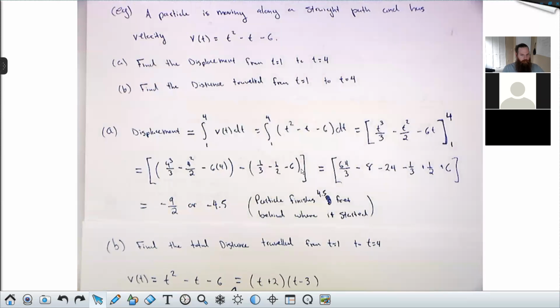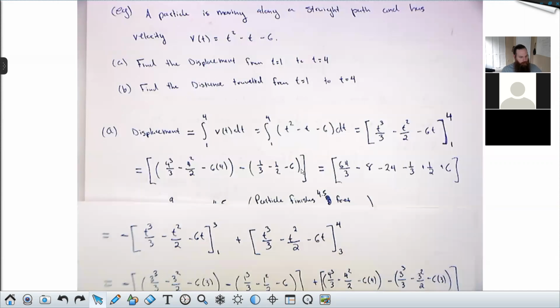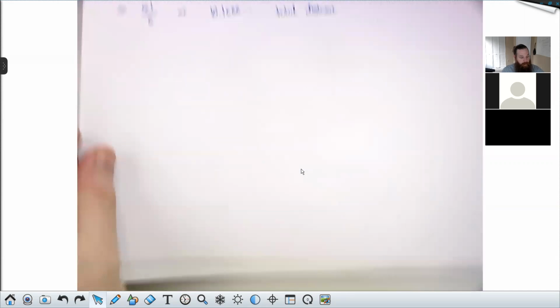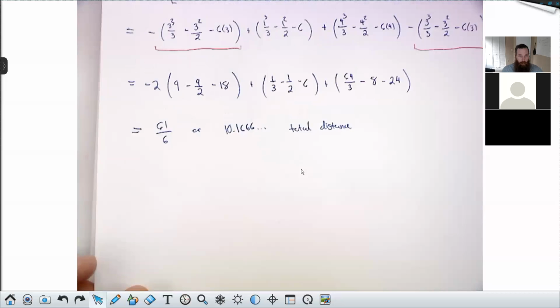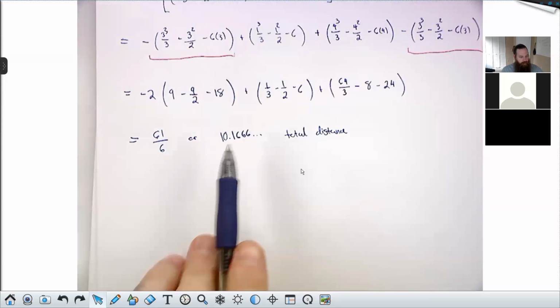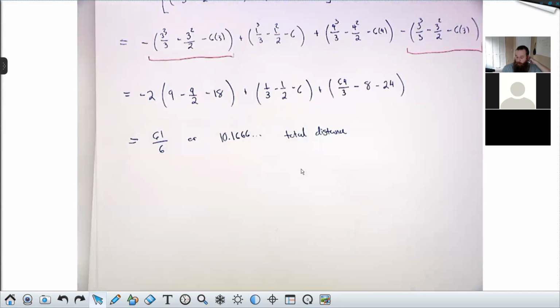I ended up 4.5 feet behind where I started. But I did that by moving back for a long time and then moving forwards a little bit less. So my total displacement came out negative 4.5 because I spent more time moving back than forwards, or I was going faster backwards than I was going forwards, or both. But my total distance is a positive 10.16.